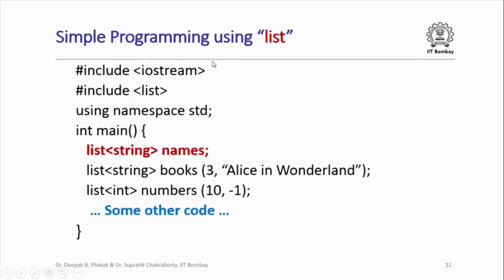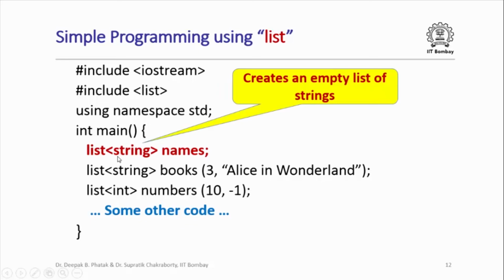Now here is a simple program that uses the list class. Note, I have written here #include <iostream>, and I have also written #include <list>. I have using namespace std. This is because the list class and all its member functions are in the std namespace. And there in the main function, I have declared 3 lists. The first one is a list of strings. The name of that list is names.